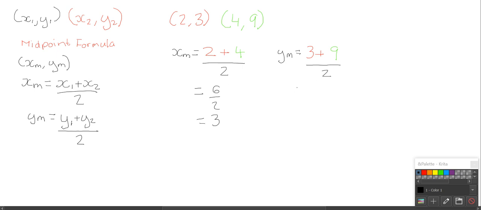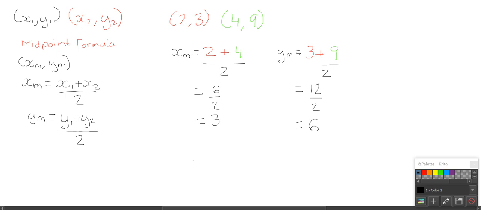Now, if you have a think while I do this, what point would be halfway between 3 and 9? I know that there's 6 spaces between 3 and 9, so I would think it's 3 spaces away from 3 and 9, which would be 6. So that's the answer I'm expecting if I was to do that graphically in my head. But let's add them together. 3 plus 9 gives me 12, divided by 2, and 12 divided by 2 is equal to 6, which is what I was expecting if I did it graphically in my head.